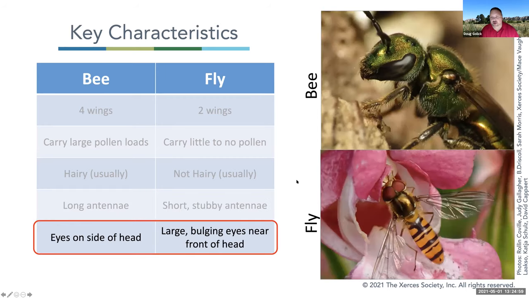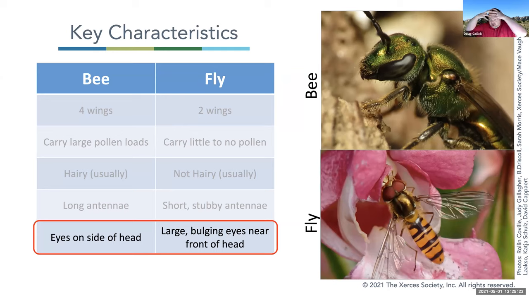And again, one other characteristic that once you get to looking at this a little bit, the eyes are different. Insects have two compound eyes and then these three simple eyes on top of the head. A lot of insects do, like bees. But on your bee species, almost all of them have these eyes that are quite a bit smaller and on the side of their head.